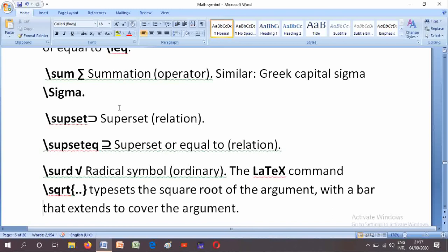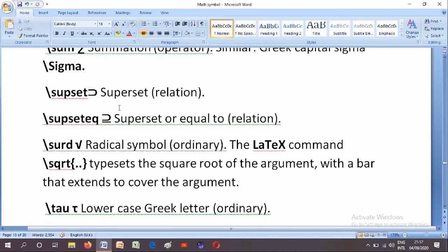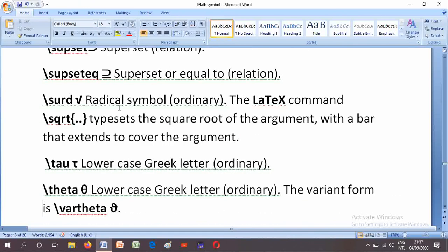In LaTeX, the command \sqrt types the square root of the argument with the bar that extends to cover the argument. \tau lowercase Greek letter. \theta lowercase Greek letter, the variant form is \vartheta.